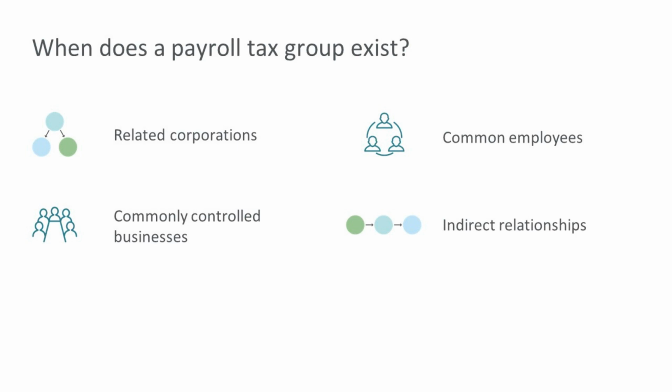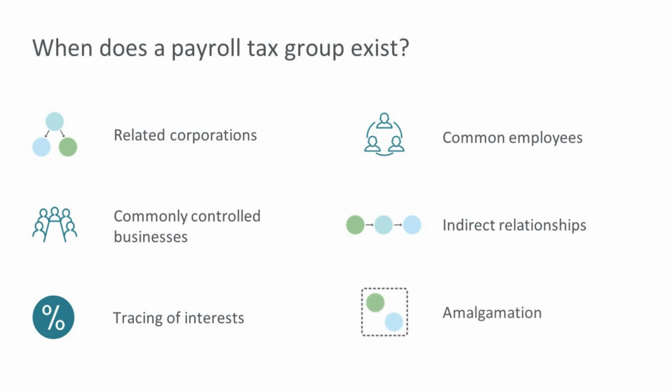Fourth, we have indirect relationships. This also relates to situations where people are controlling multiple businesses. However, the relationship between those people are indirect. Fifth is the tracing of interests. An entity with a direct, indirect, or aggregate controlling interest in a corporation will be grouped with that corporation. Sixth is amalgamation, where multiple groups with common members are combined to form a larger group. Let's take a look at the 6 grouping methods in more detail.